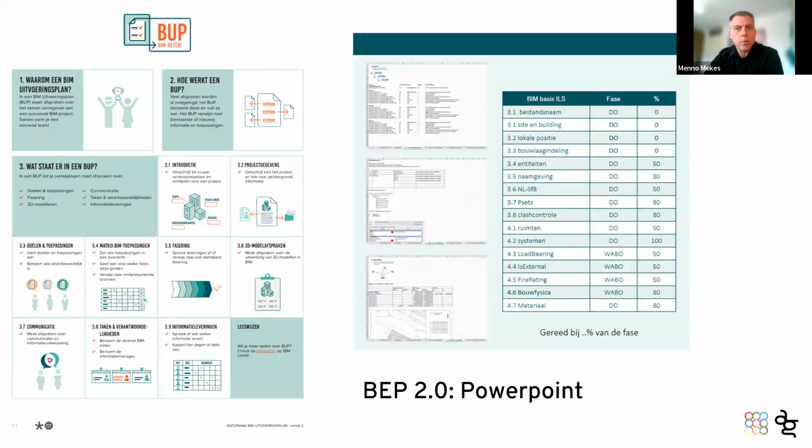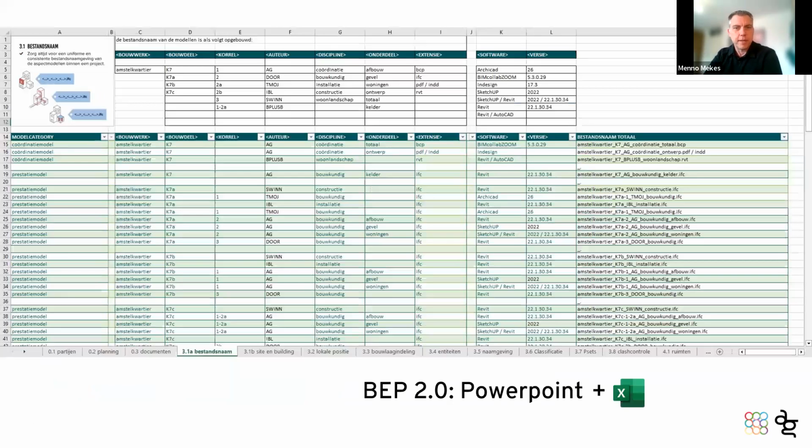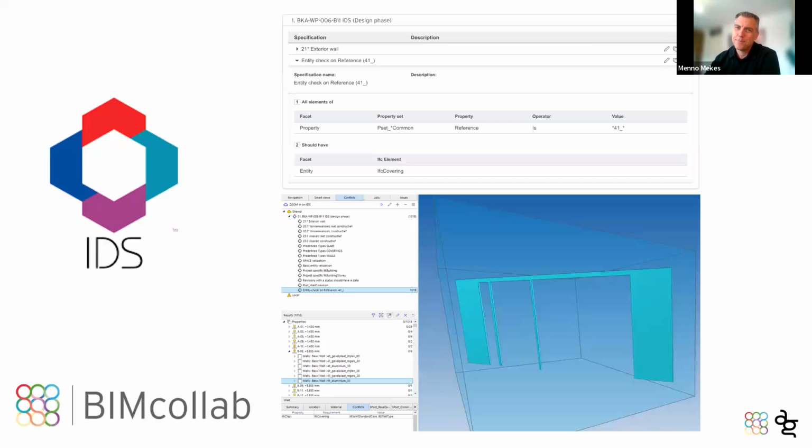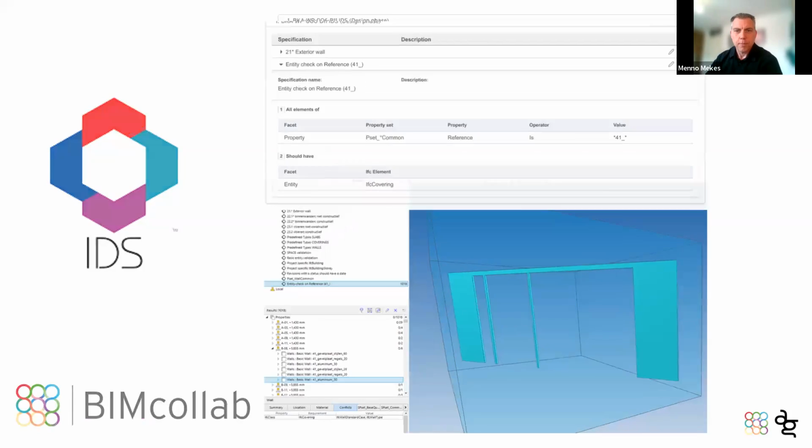Now we collect them all in a BIM execution plan. This is a PowerPoint layout, so people understand what we're going to do in the phase. I translated these agreements into an Excel, so modelers can use it. But it's still manual. They are still requirements that users read and need to implement. If only we had some tools to help us. Well, we do, with IDS in BIMcollab.